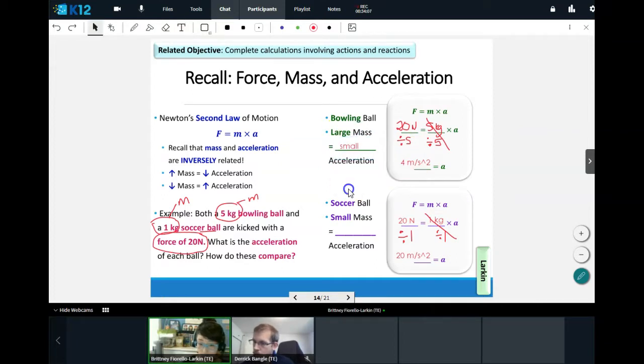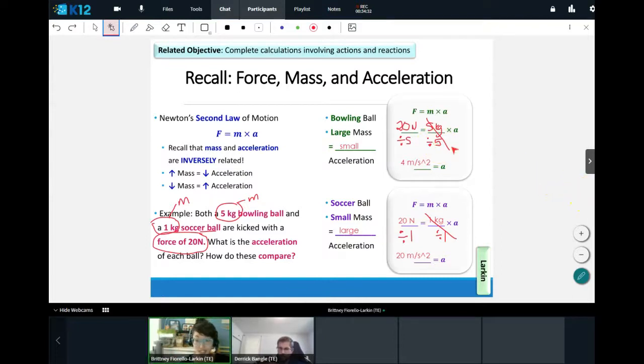So if I kick a bowling ball and I use the same power as if I kick a soccer ball, the bowling ball is just not going to move quite as quickly. So our soccer ball with its small mass and 20 meter per second squared acceleration has a much larger acceleration. Go ahead, give me a smiley face or an emoji in the chat box if this is beginning to make more sense, right? We've talked about it conceptually. Now we can also see it mathematically.